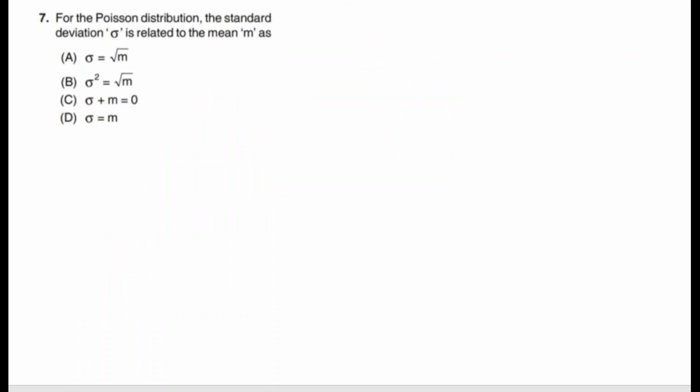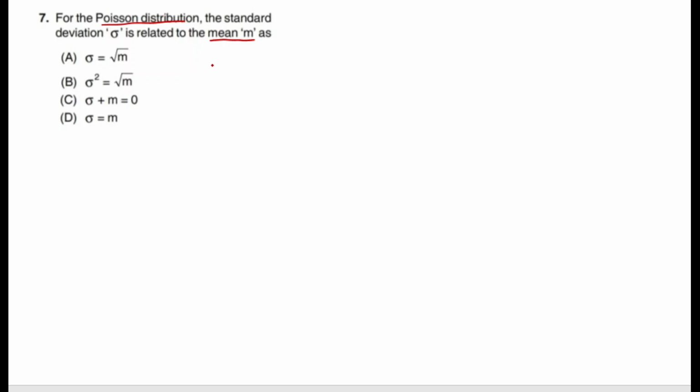Let us proceed to the next question. In the next question, for the Poisson distribution, the standard deviation sigma is related to the mean m as. Here they have represented the mean in terms of m and the standard deviation sigma of which distribution. These are the types of distribution we will get in the probability topic. One of them is the Poisson distribution.